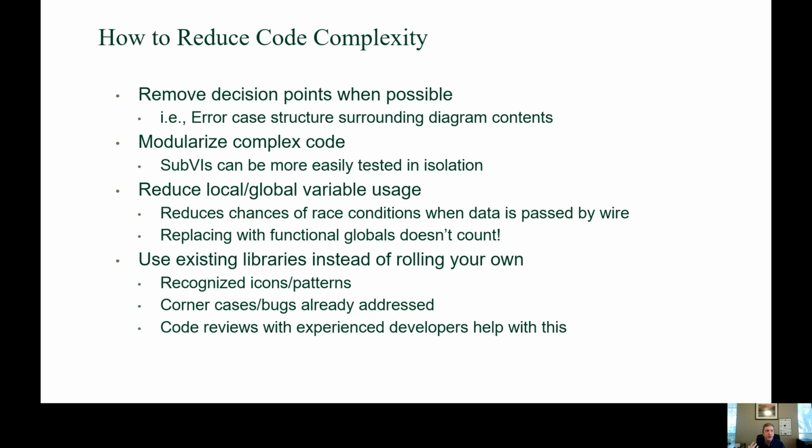And when there is an existing library that accomplishes what you're trying to accomplish when rolling your own, those existing libraries, particularly for things that have been around forever, like OpenG is a good example, they've got recognized icons that everybody knows what the OpenG remove duplicates VI looks like, for example. I guess I shouldn't say everybody, but people who've been around for a while. There's corner cases and bugs that you're probably not going to identify when you make your first pass on rolling your own library that have already been found in the libraries that exist. So doing a code review with an experienced LabVIEW developer can very often help you identify places where you have tried to roll your own library where an existing one would have worked just as well.